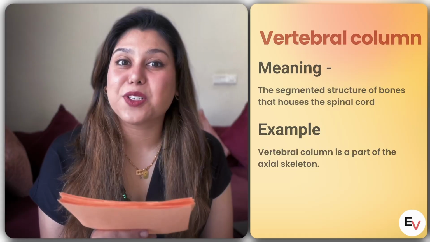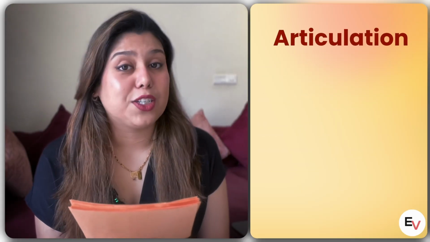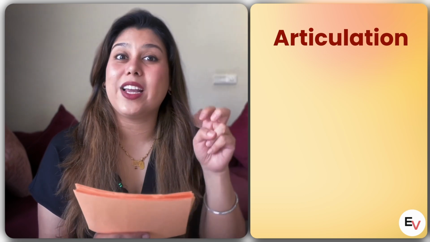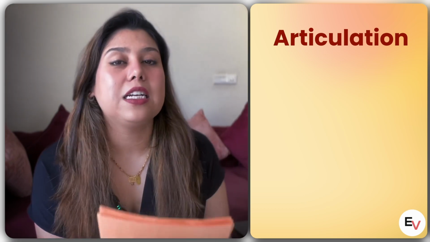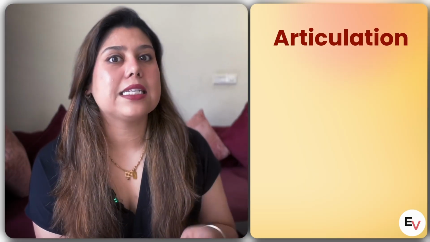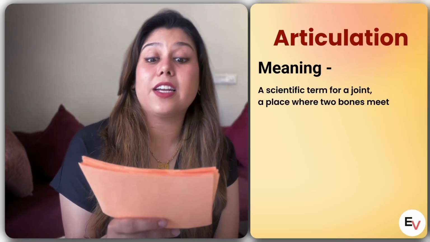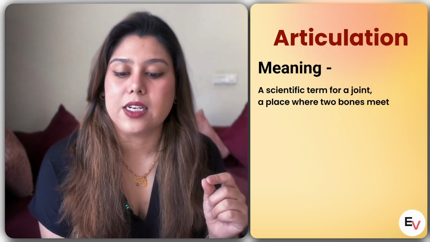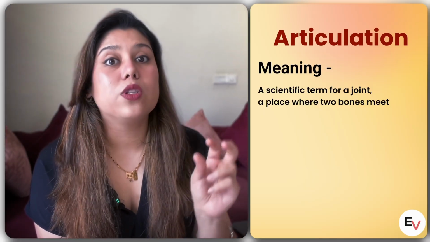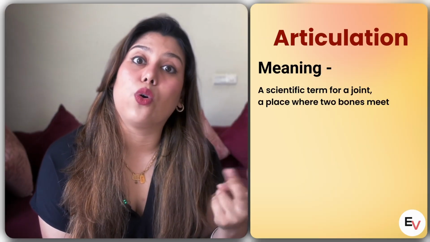Moving on to your next word, which is articulation. Repeat after me, articulation. Now, this is not your English wala articulation, which means the clear and precise pronunciation of words. This is the medical term wala articulation, which is a scientific term for a joint, a place where two bones meet, like the knee joint or the shoulder joint or the elbow joint.